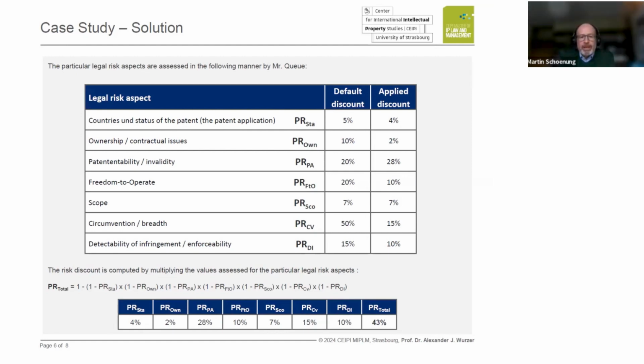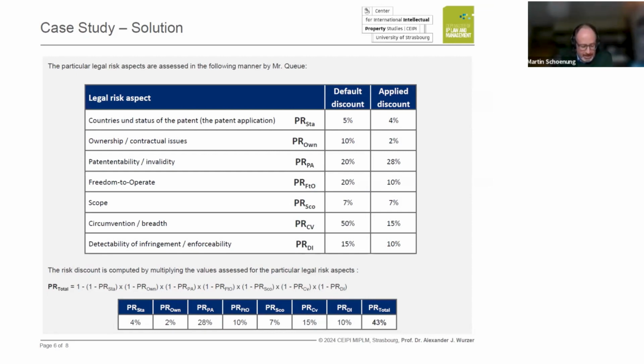The freedom to operate is in the end the possibility for Schneider or Bauma to exploit, to use the patents, or to commercialize the products based on these patents. It refers to third-party patents, which could forbid Schneider to commercialize the products.